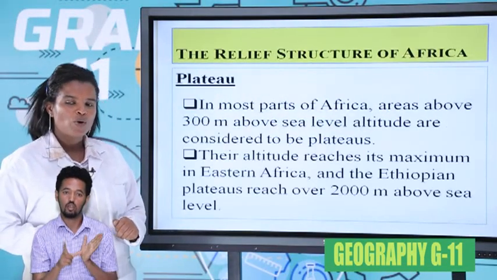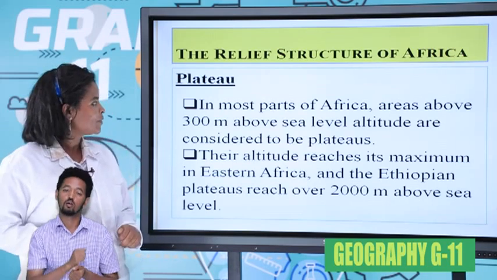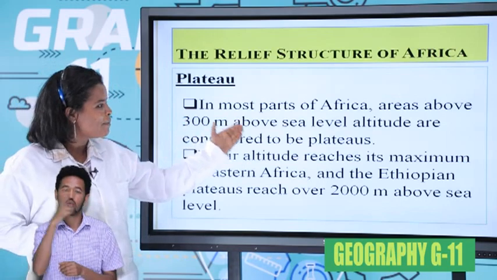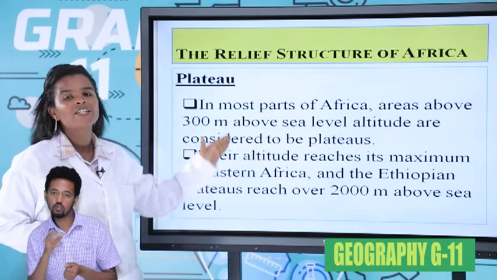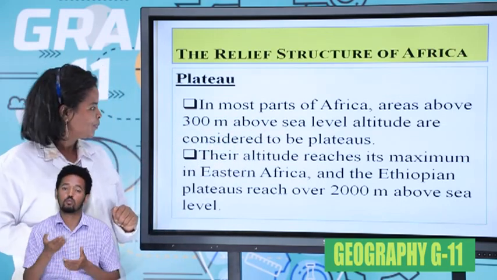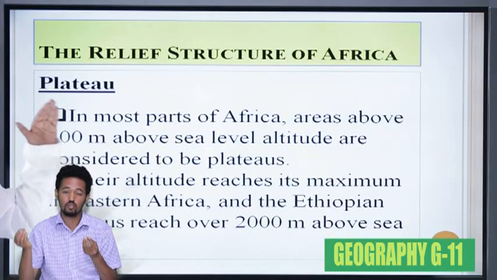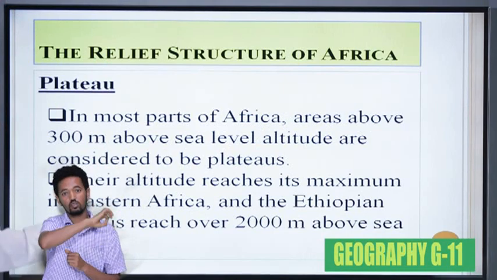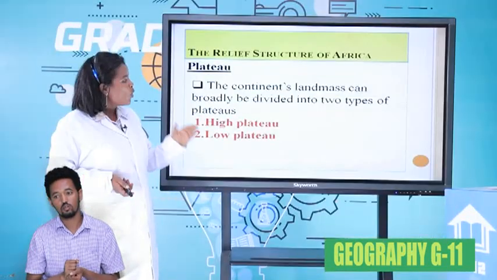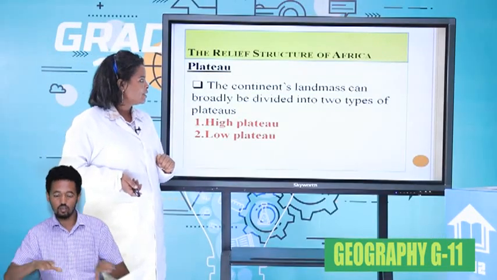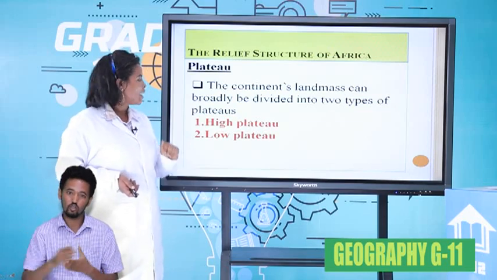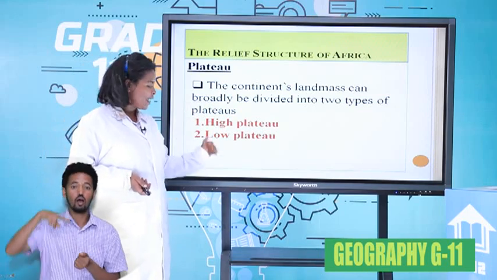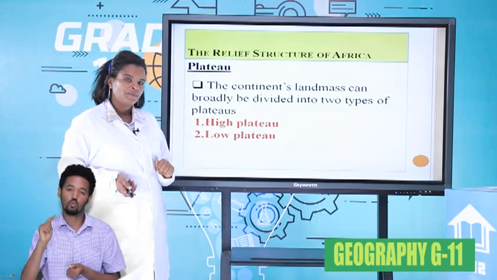Let us see about the plateau of Africa. In most parts of Africa, areas above 300 meters above sea level are considered to be plateau. The altitude reaches its maximum in East Africa and Ethiopia. The continent's landmass can be broadly divided into two types of plateau. These are high plateau and low plateau.